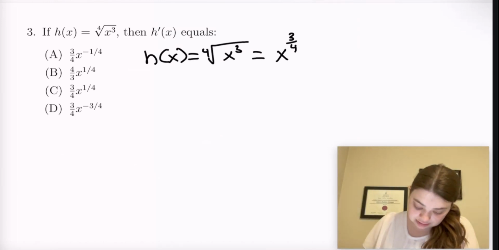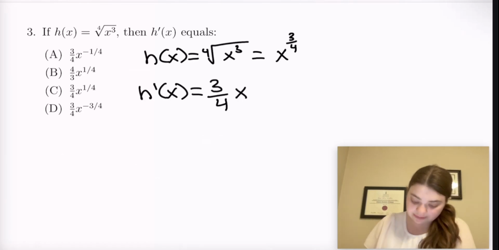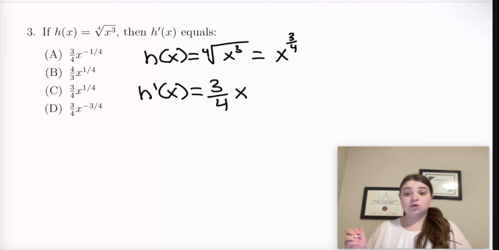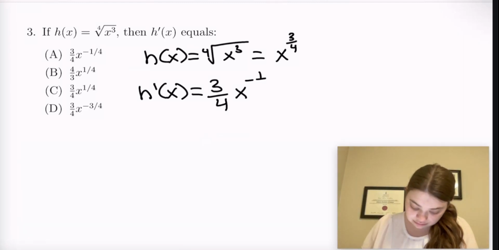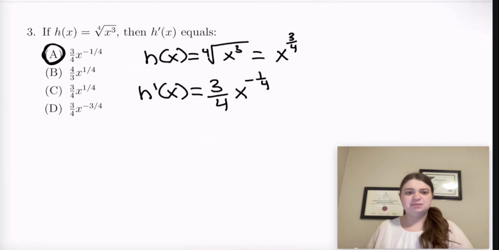So I'm going to put the 3/4 out in front, and then x gets repeated. And then what is 3/4 minus 1? So 1 less than 3/4, that'd be negative 1/4, right? If we did 3/4 minus 1. And so the answer is A. We seem to be getting a lot of A's.